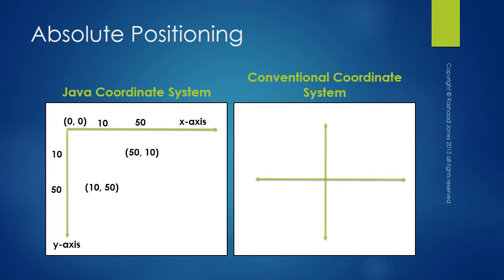So let's compare that to the conventional coordinate system, which you guys have all seen back in your basic math classes, where X to the right increases, Y going up increases. In this case, X to the right still increases, but Y going down increases. And 0, 0 is the upper left-hand corner. As you can see here, if I go 50 over, 10 down, I'm at 50, 10. And if I go 10 over, 50 down, I'm at 10, 50. So the X always goes first in front of the Y.